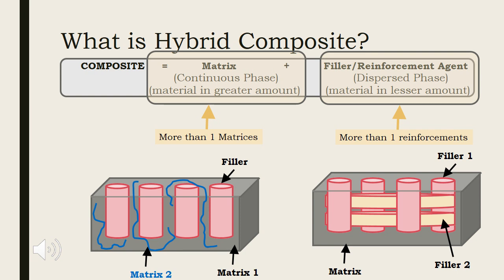A macroscopic example is the mule, which is more suited for hard work than either of its parents, the horse and the donkey. The size of the individual components and the nature of their interaction do not enter into the definition of a hybrid material.